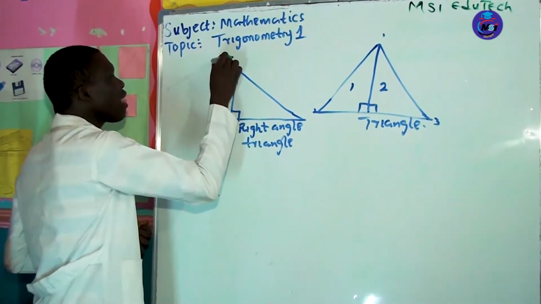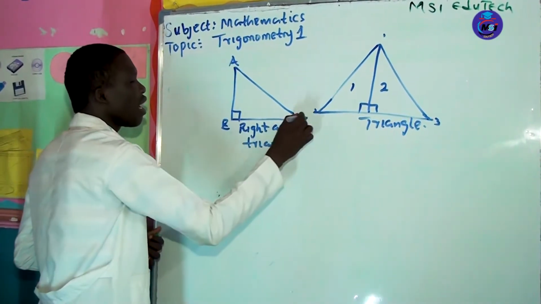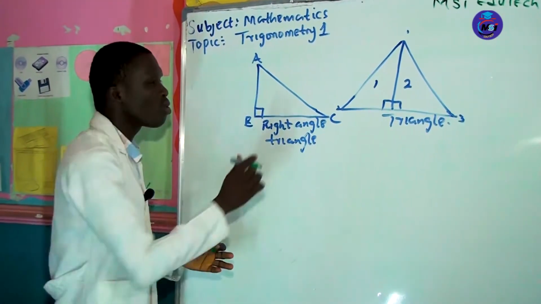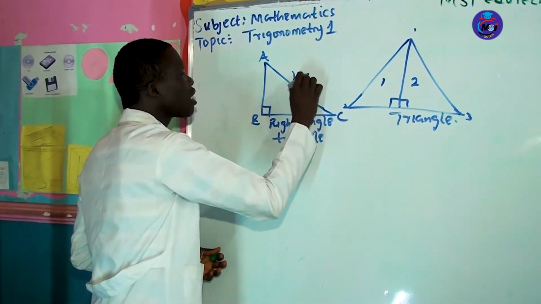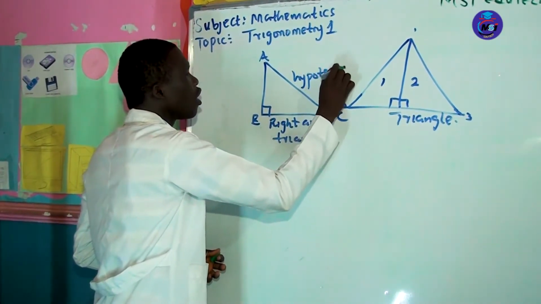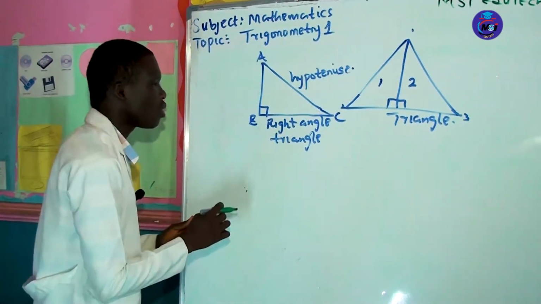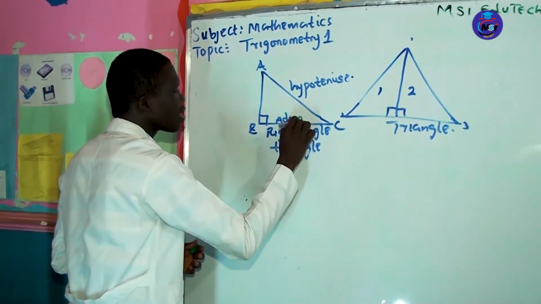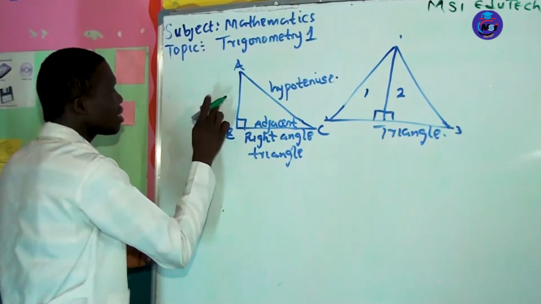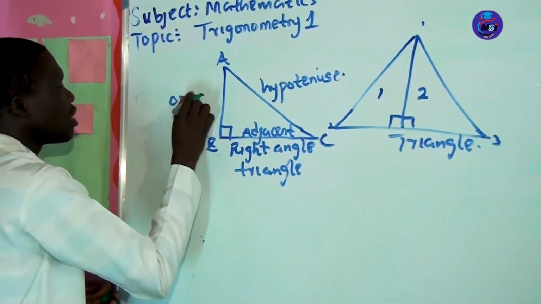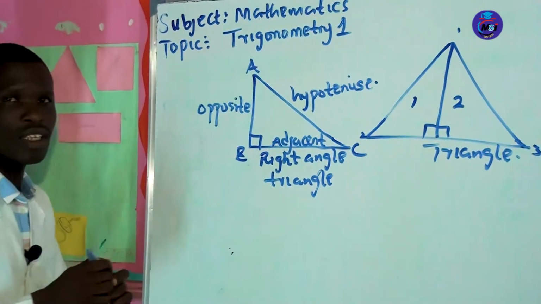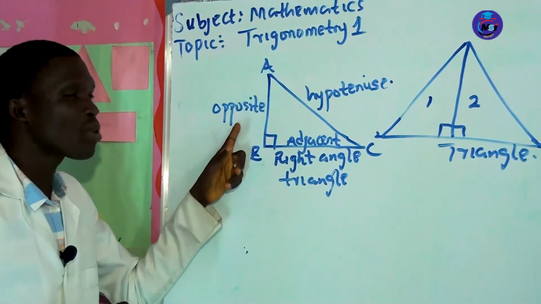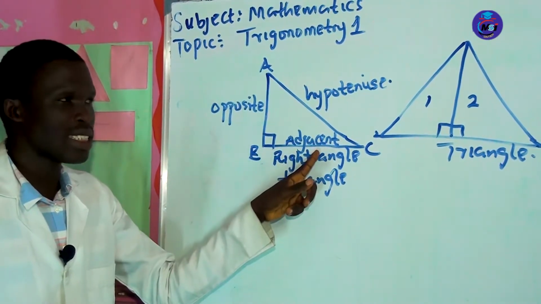Now, if you have A here, you have B, and you have C. The longest side of a right angle triangle is called the hypotenuse. Why is this side called adjacent? Why is this side called opposite? Let me call them over again. Hypotenuse, which is the longest side, opposite, and adjacent.